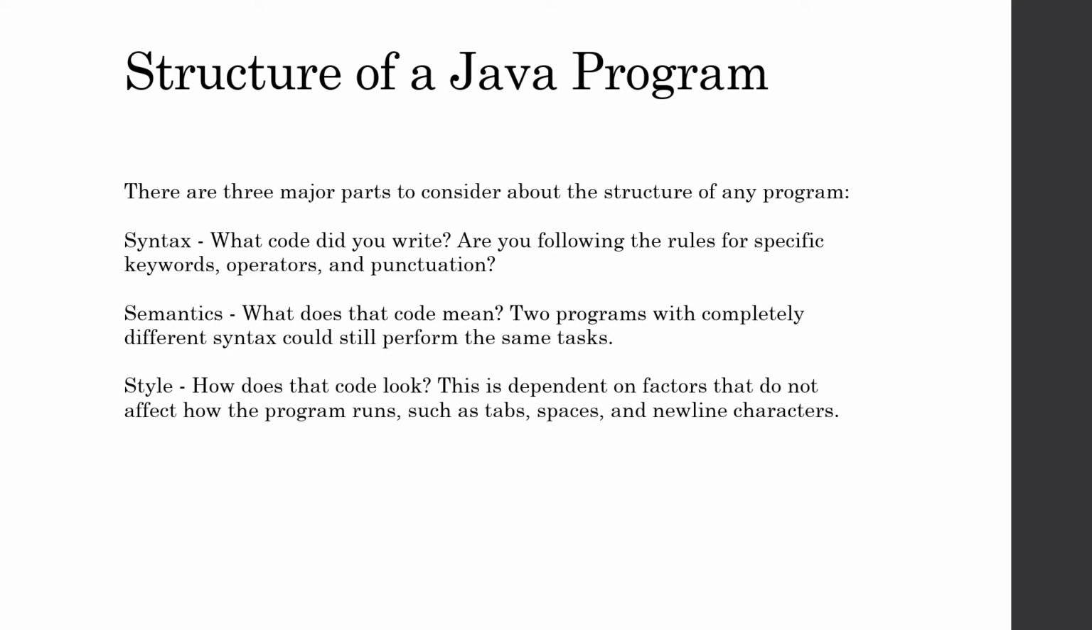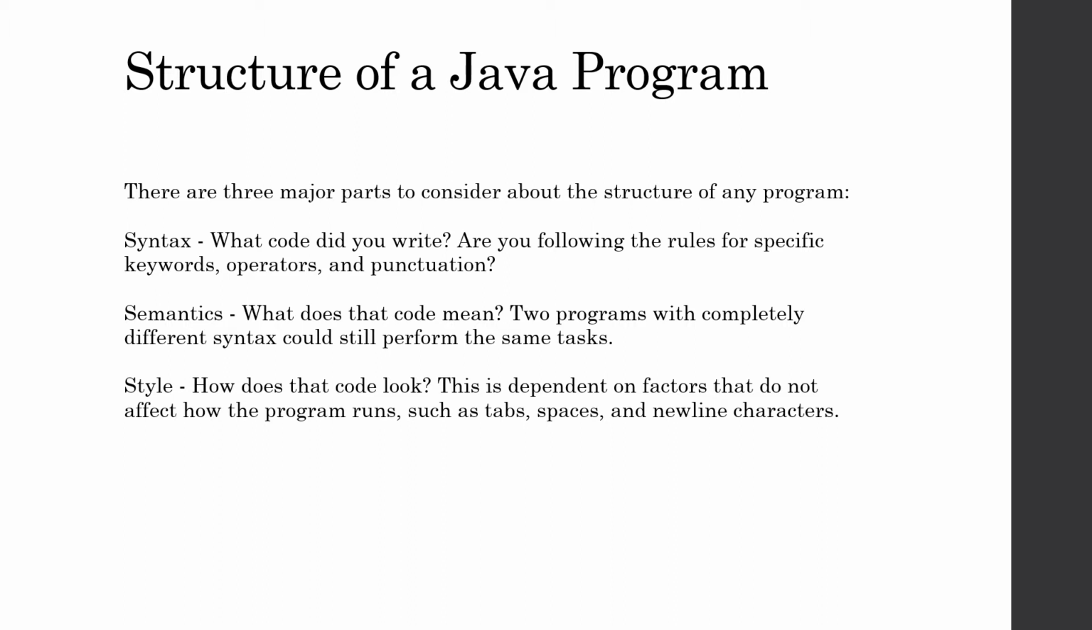Okay, so talking a little bit about the structure of a Java program, there are going to be 3 major parts to consider about the structure of any program. So the first one's going to be the syntax and all the things that come with the syntax. So that's essentially those 5 parts that we talked about in the previous video. So this is going to be trying to address the idea of what code you wrote, and also are you following the specific rules for keywords, operators, and punctuation.